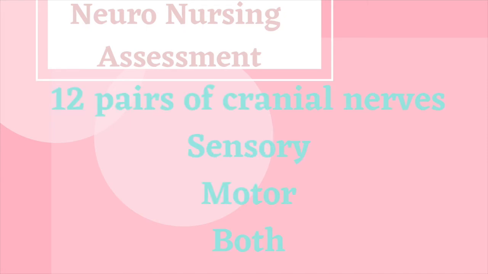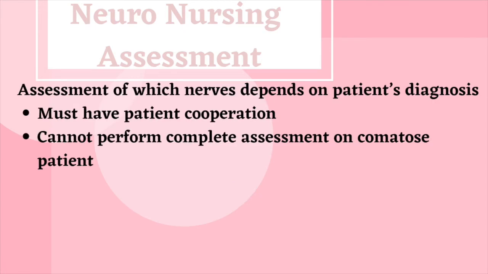There are 12 pairs of cranial nerves. We do have sensory, motor, and both. So those are the functions. Assessment of which nerves depends on the patient's diagnosis, must have patient cooperation, and you cannot perform a complete assessment on a comatose patient.